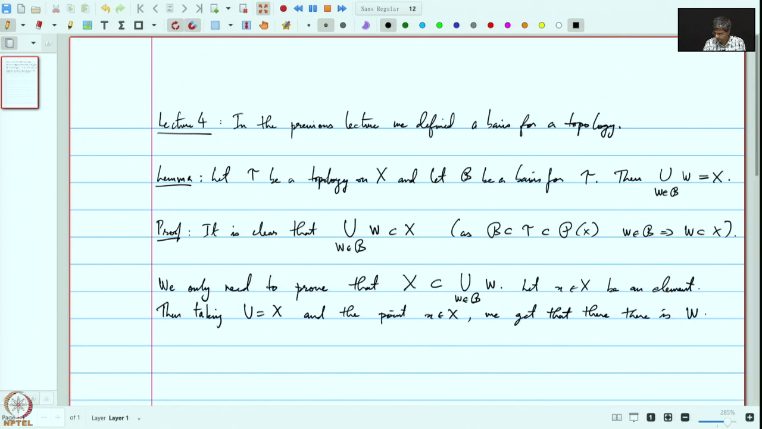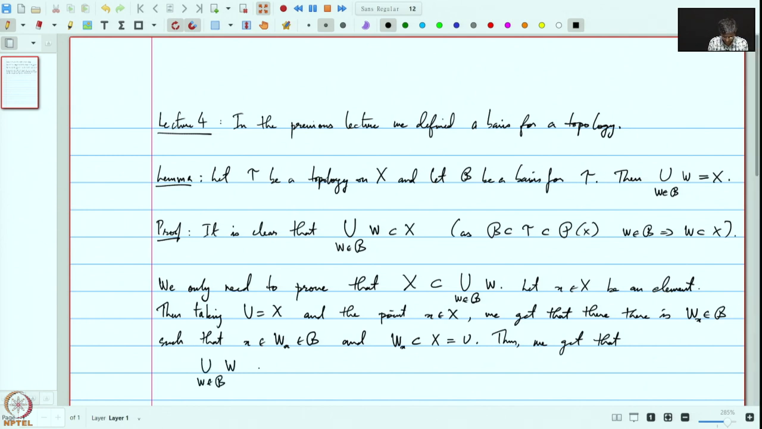There is a W in B, let's denote it W_x, such that x is in W_x, and obviously W_x is contained in X, which is equal to U. So thus, we get that this union contains x for all x in X. Thus, X is contained in the union. This is because one of these W's is W_x. Okay, so this completes the proof of the lemma.